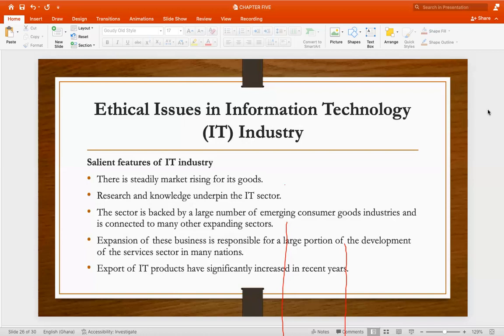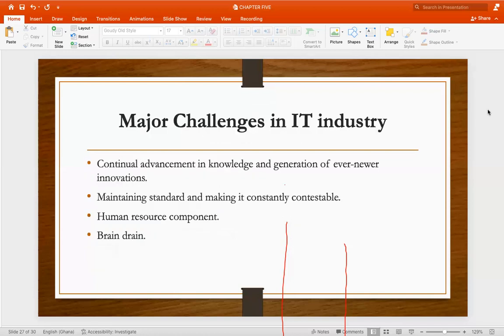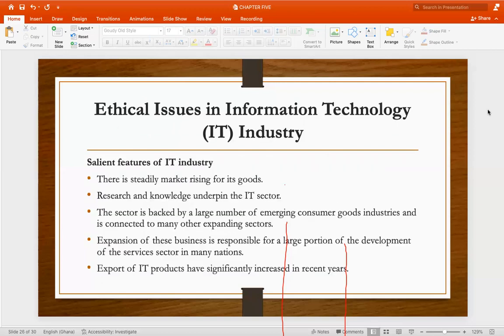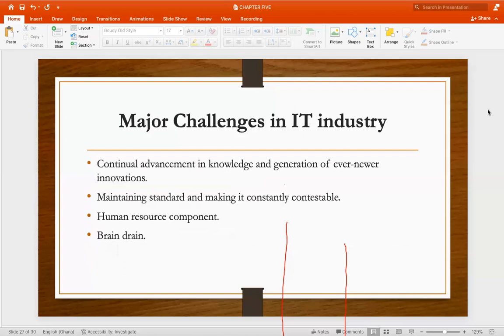Some ethical issues in the IT industry also have to do with the expansion of these businesses, and these businesses are responsible for large portions of the development of the services sector in many nations. Export of IT products has significantly increased in recent years. And these are all ethical issues in the information technology industry.